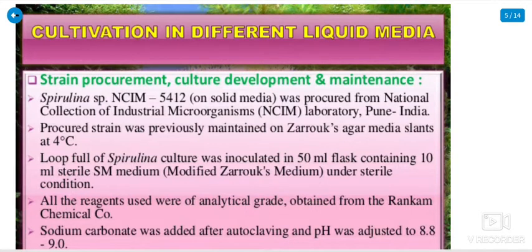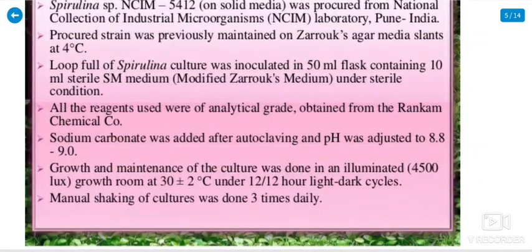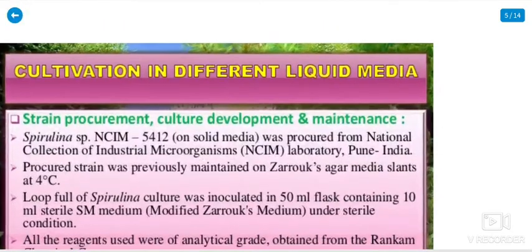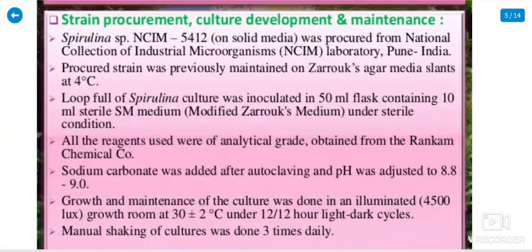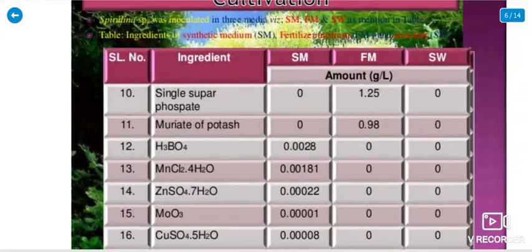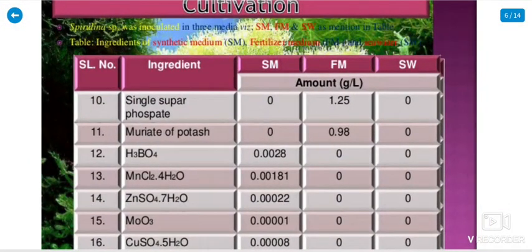It is one of the best primitive methods for growing and maintaining the culture, and then illuminating it. So these are all the basic concepts in spirulina and the cultivation of liquid media. There are three types of media: number 1 is SM, and FM, and SW.